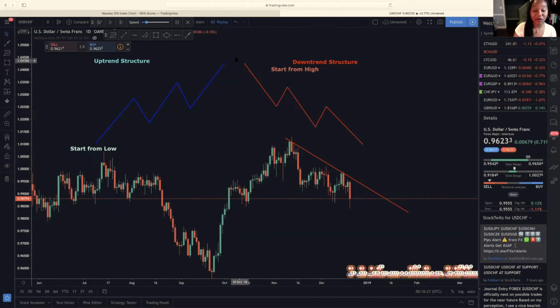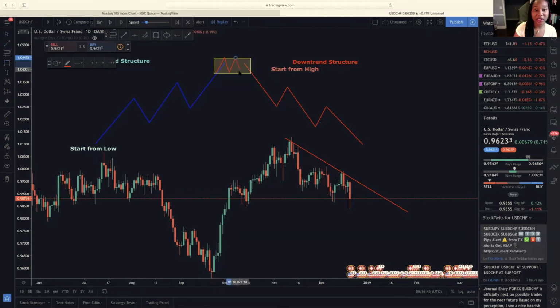You could think of right here that it's price action just ranging. You can think of it going up and down in just this one area, so it's not trending. You can think of just a range right here.